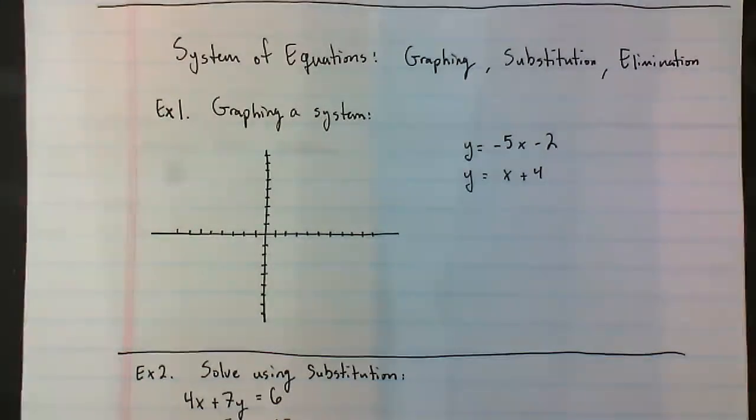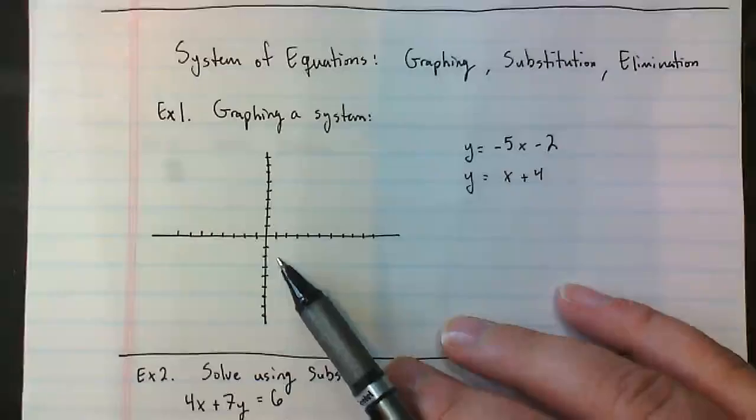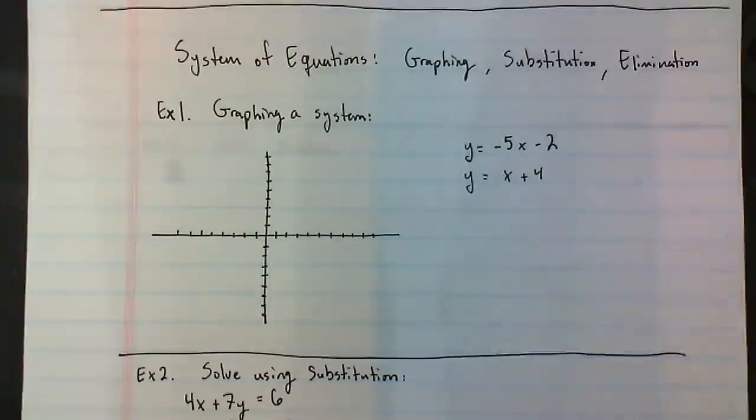Today we are going to take a look at a system of equations review entailing graphing, substitution, and elimination. We're going to start off with graphing a system of equations, and this is assuming that they give you a graph and they give you two equations they want you to find the solution for.